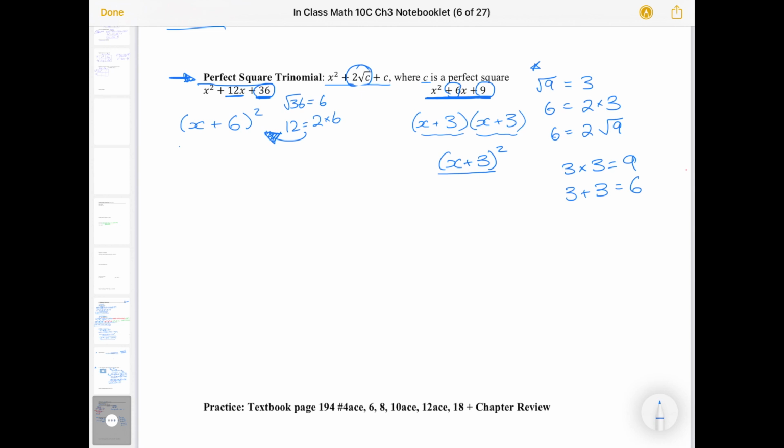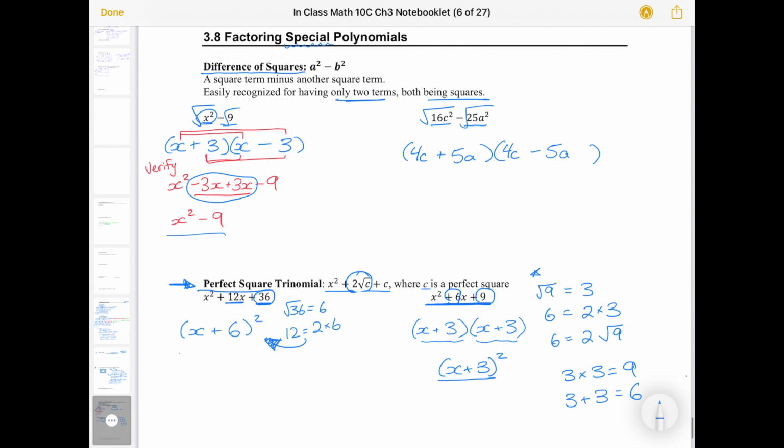And that's it. That's how we factor our special polynomials. We've got the difference of squares and the perfect square trinomial, which have a bit of a special shortcut for us. And that's the end of our factoring, our multiplication. In fact, we're done the chapter, so it's time to get some practice in and do some review and be ready for your chapter test.